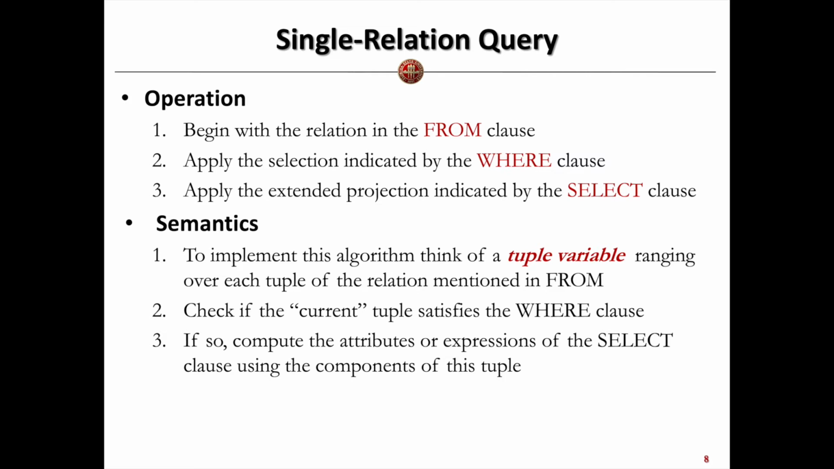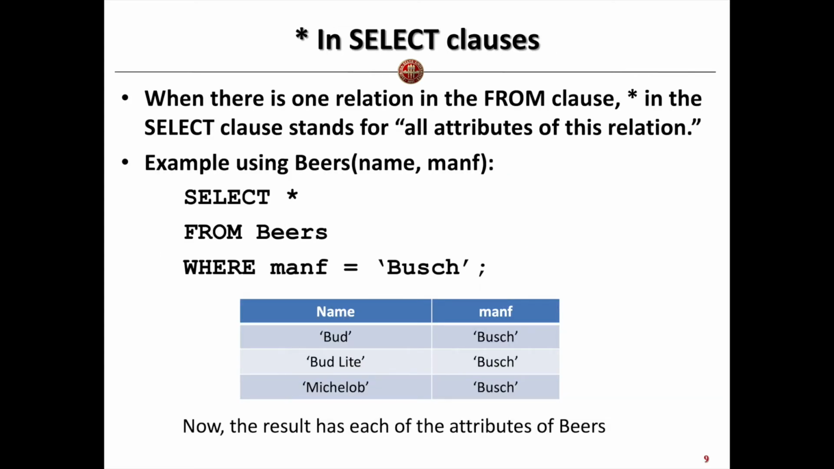The select from where example we showed before is just one example. Sometimes we don't need to select some attributes. We just want to return all the attributes. If so, then we can use a star in the select clause. What does this mean? When there is one relation in the from clause, the star in the select clause stands for all the attributes of that relation. We can have an example using the beers table we used before. We can select star from beers where manufacturer equals Bush, and the result will be like this.